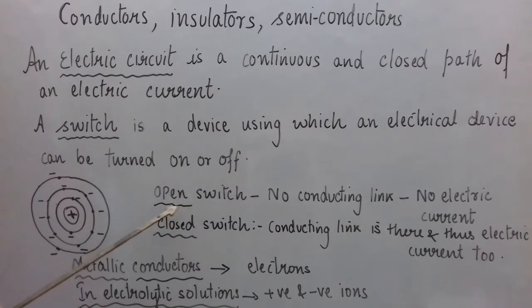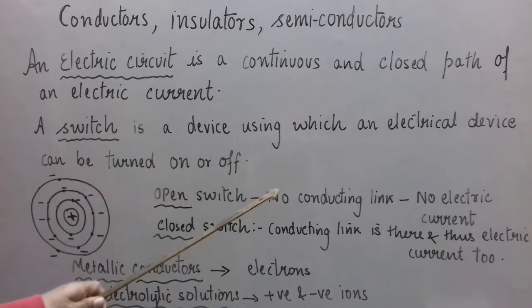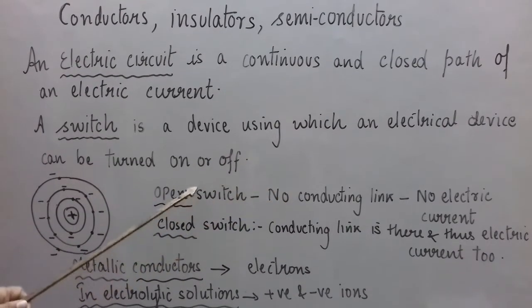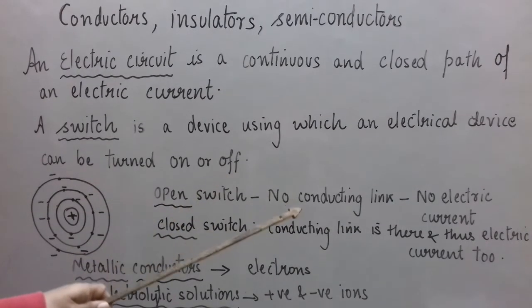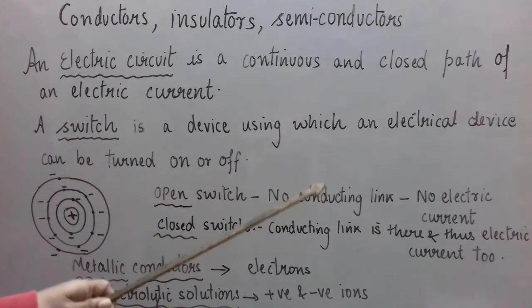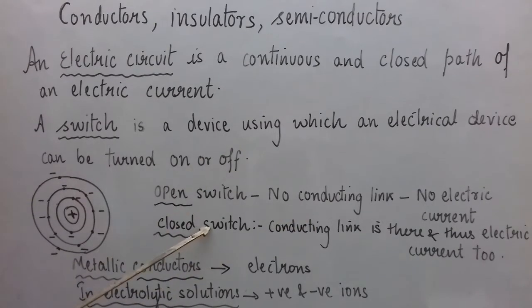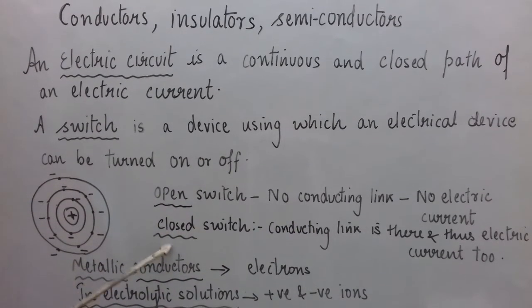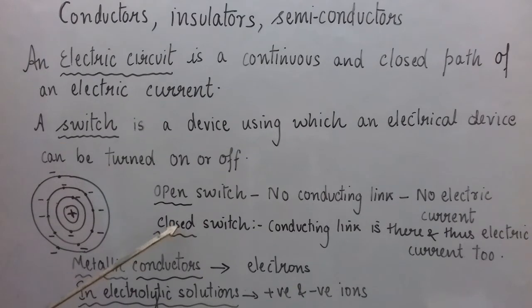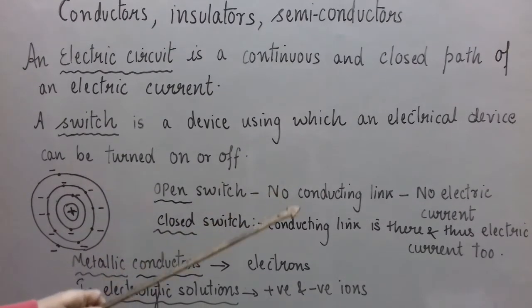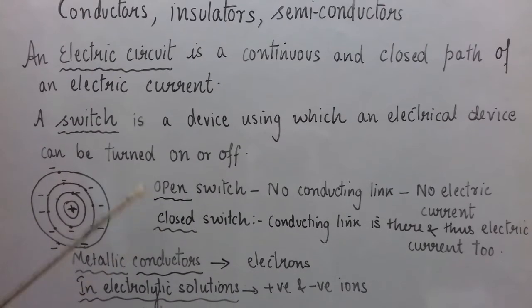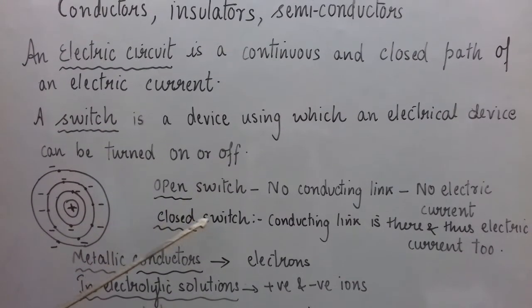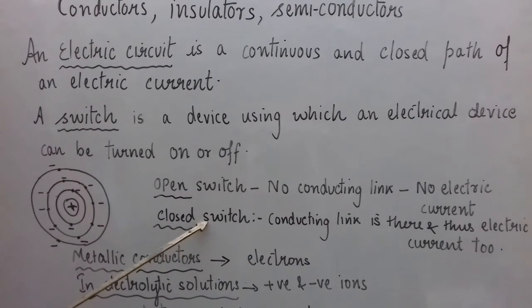So when the switch is opened, there is no conducting link. It means the switch is off in an electric circuit. There is no conducting link and there is no electric current in the circuit. When the switch is closed, we say the switch is on. So a conducting link is there in the circuit and thus electric current will be there. Okay, so open switch means switch is off, closed switch means switch is on.